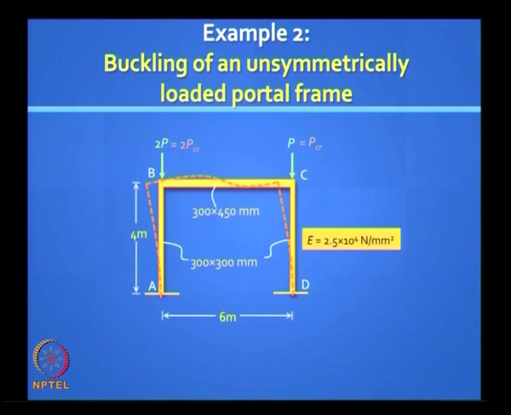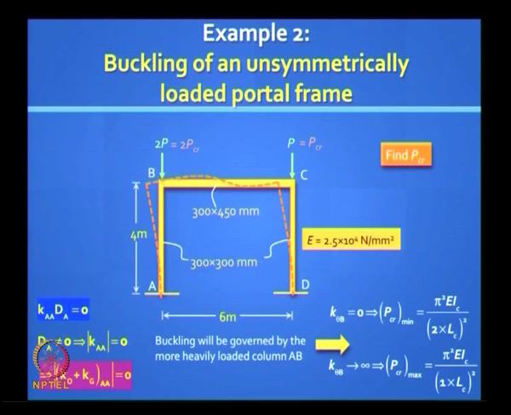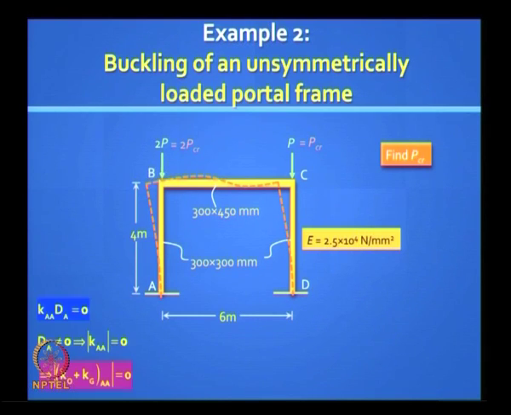Now your job is to find that critical buckling load. What is P critical? So how do we do this? Well, the procedure is exactly the same, and we can have some guesses. Can you guess some initial values? In that frame, which of the two columns will govern the buckling load?